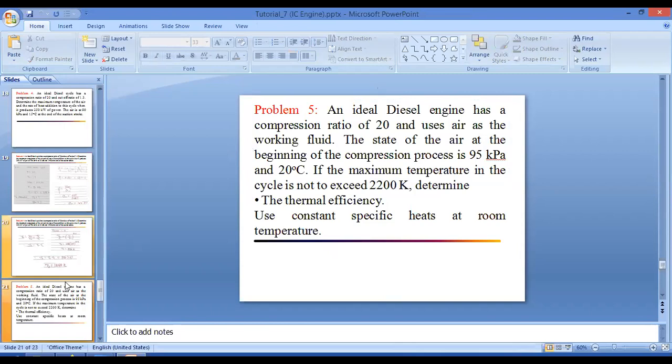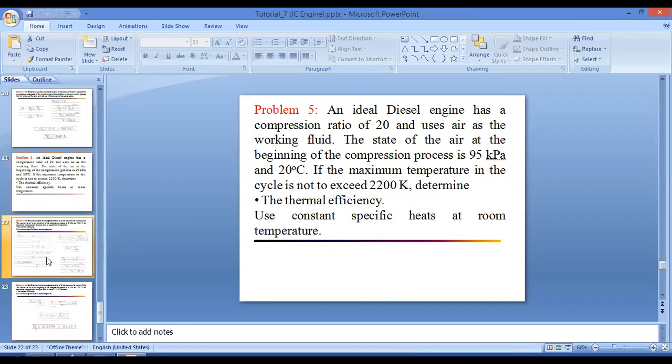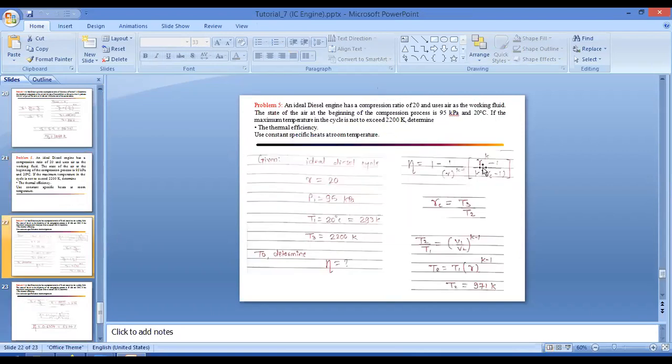Okay, so we do have the equation of thermal efficiency, but to calculate the thermal efficiency of the diesel cycle, we require three values: r, k, and RC. We have the value of r, which is 20, that is the compression ratio. The value of RC is not given, which we have to calculate. Then we can calculate the efficiency. The value of specific heat ratio, that is k, is 1.4. So we need to calculate the cutoff ratio RC, which is T3 by T2. For this, the value of T3 is given, 2200 Kelvin. So we have to calculate the value of T2.